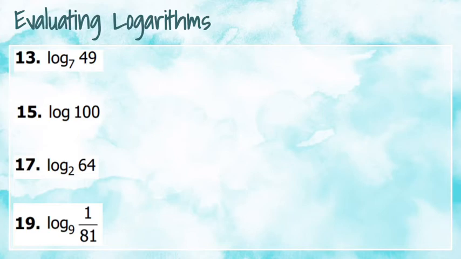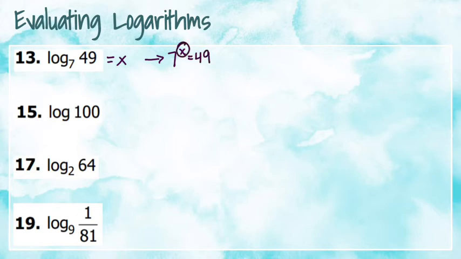All right, so if you look at number 15, that's where we're going to see the common log for the first time. But let's start with 13. In order to evaluate this, we want to figure out what this equals. So let's just say it's equal to x, because that's what we want to figure out. We can rewrite this as an exponential equation. So this would be 7 to the x power equals 49.